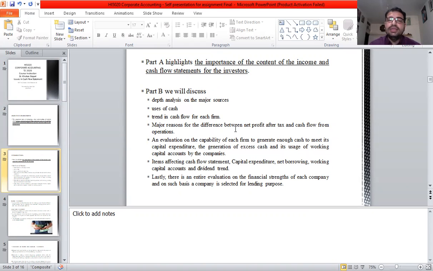We will also see what elements are affecting the cash flow statement: capital expenditures, net borrowing, working capital accounts, and the trends in the dividends. Lastly, there would be an entire evaluation of the financial strengths of each company, and on such basis, a company is selected for lending purposes. So let's start with it.